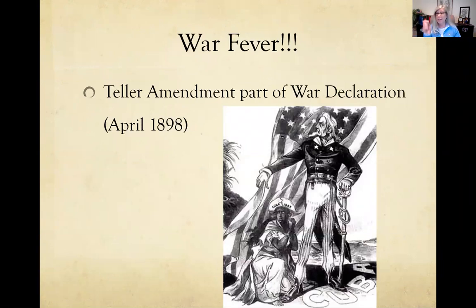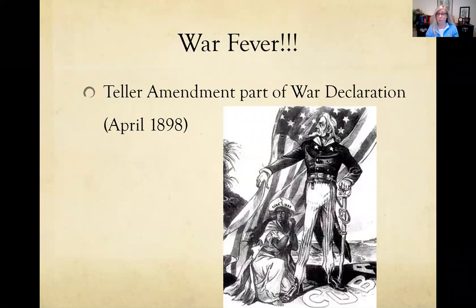Now, I need you to definitely emphasize in your notes that when war is declared, there is an amendment added to the war declaration. So by a war declaration, if you go back to the Constitution, the legislature has the power to declare war. So when they vote for that, it's called a war declaration. But in addition to the declaration of war, an amendment was added called the Teller Amendment. And this amendment said that we are entering this war to defend American interest, but we are not entering this war to add to our possessions.